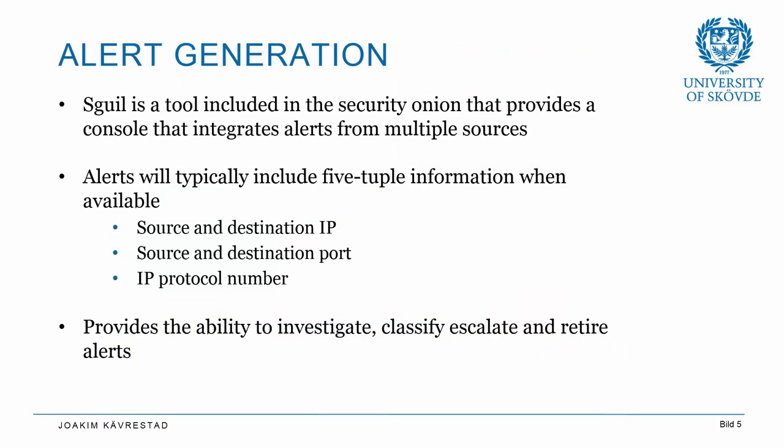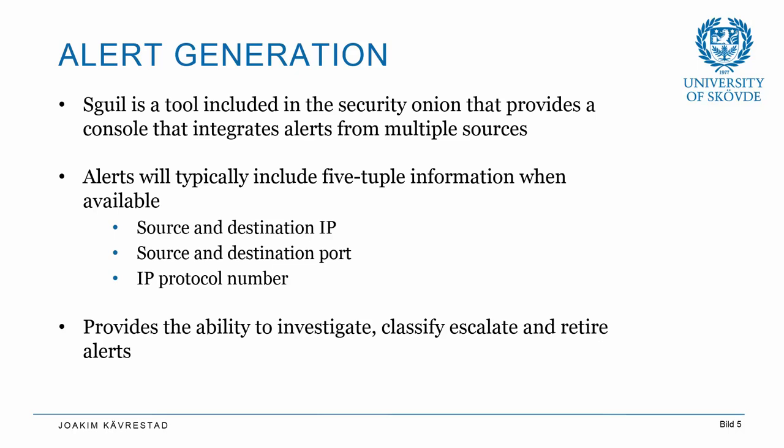So let's go more into detail on things. Sguil is a tool included in the Security Onion, and what it does is that it provides a tool that integrates alerts from multiple sources. And in Sguil, alerts will typically include the five-tuple information whenever it's available. So we have the source and destination IP, source and destination port number, and IP protocol number. Something that you must know for the certification exam is what the five-tuple is.